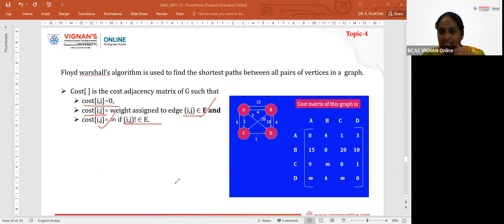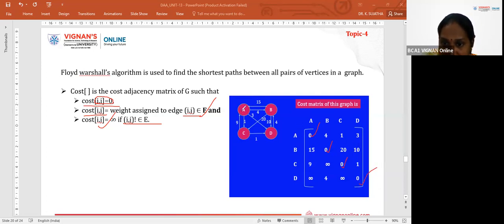Now here you can see the example as well. Here I have a directed graph with some edges, and each edge is assigned some weight. Totally 4 vertices are there: A, B, C, D. Now let us see A to A, there is no edge. And since the cost of i to i is 0, A to A also becomes 0. Cost of B to B, cost of C to C, cost of D to D, all are represented as 0.